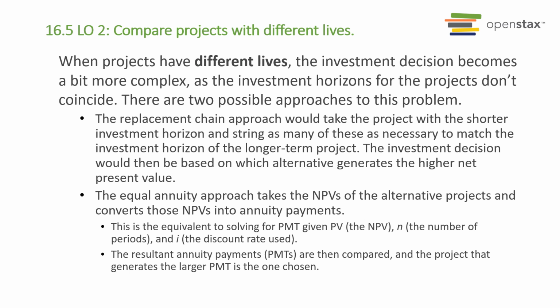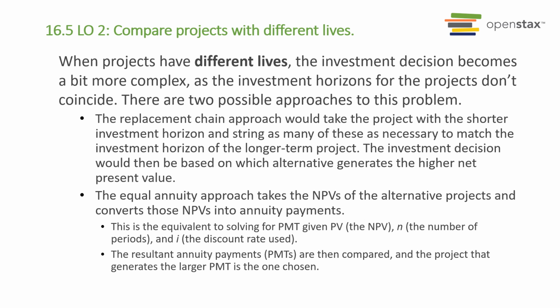When projects have different lives, the investment decision becomes a bit more complex, as the investment horizons for the projects don't coincide. There are two possible approaches to this problem. The replacement chain approach would take the project with a shorter investment horizon and string together as many of these as necessary to match the investment horizon of the long-term project. The investment decision would then be based on which alternative generates the higher NPV.